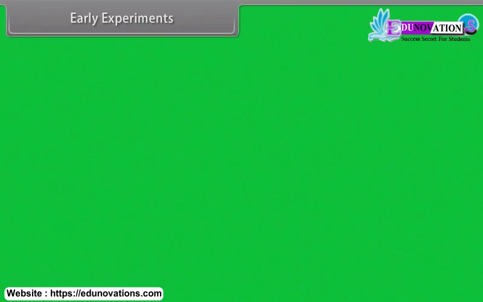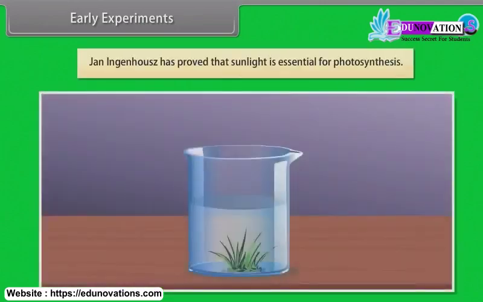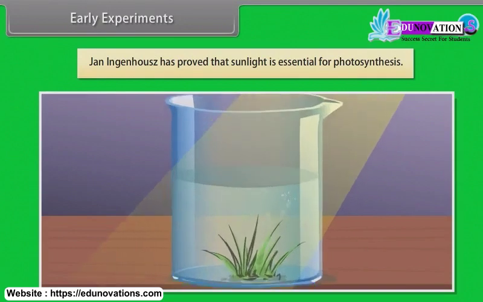Early experiments. Jan Ingenhousz proved that sunlight is essential for photosynthesis. He experimented on aquatic plants and found that in the presence of sunlight there are small bubbles around the green parts of the plant, and in the absence of sunlight no bubbles were formed. These bubbles were found to be oxygen.